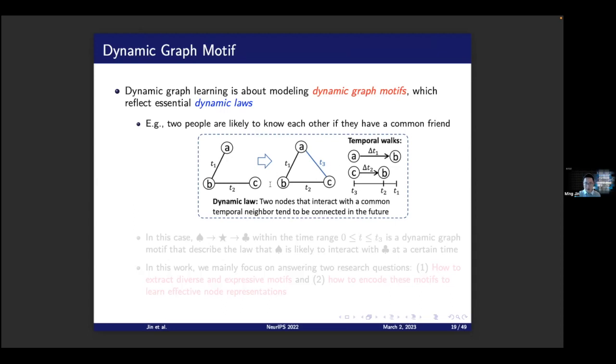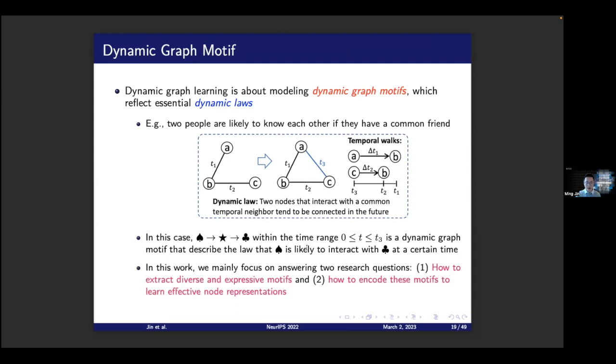But in this slide, given such patterns like CBA or ABC, we can see the dynamic law behind them: two nodes that interact with a common neighbor tend to interact in the future. It's quite common on social platforms that if we have a common friend in the past, then after his or her introduction, we are going to meet each other in the future. In this case, we see the spade, star, and club within a certain time range, in this case between 0 and T3. It becomes a dynamic graph motif after the anonymization, where we change each of the nodes to a shape. So this is the kind of dynamic graph motif that describes the law I mentioned.